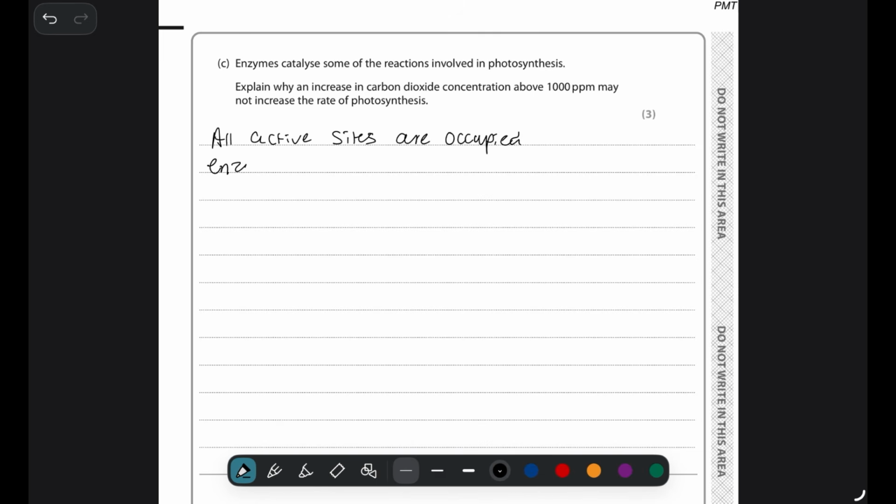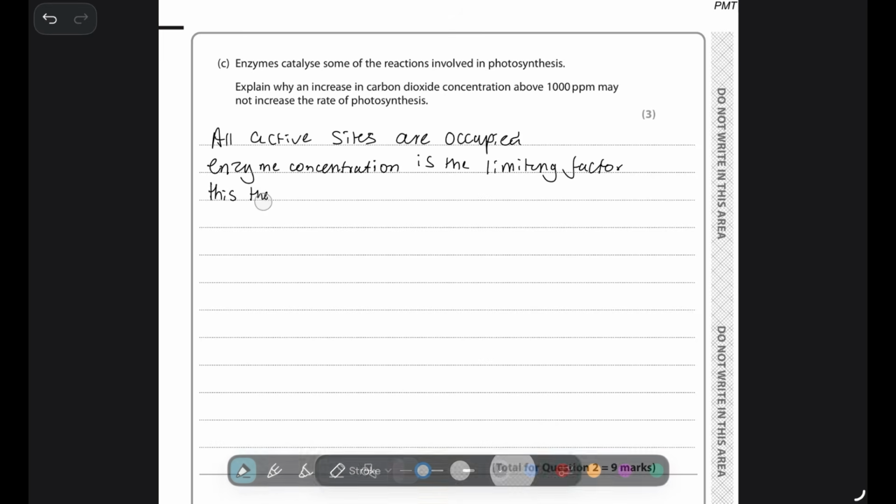So if all active sites are occupied, that means that our enzyme concentration is the limiting factor. That's the next thing we can say. Enzyme concentration is the limiting factor. Okay. So now that we've discovered that enzyme concentration is a limiting factor, what can we say? That means that if it's a limiting factor, that means it's limiting the rate. So this limits the rate of photosynthesis. That's kind of what I'd be looking for to send the answer.